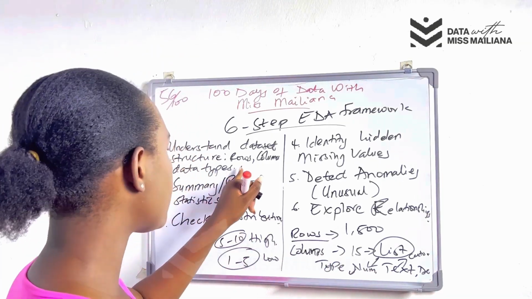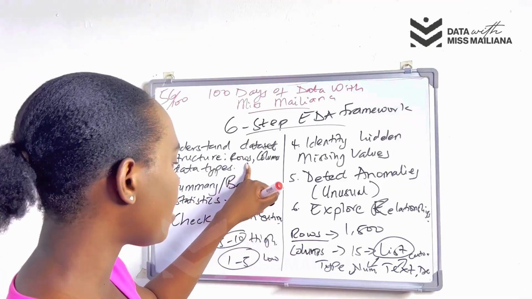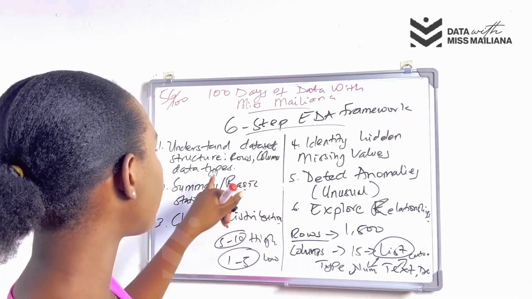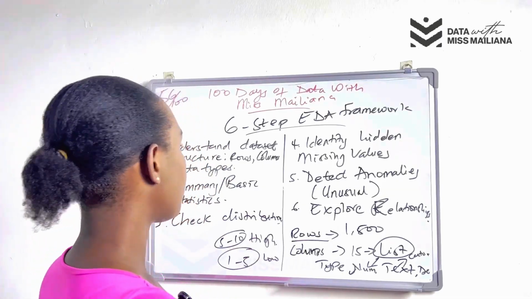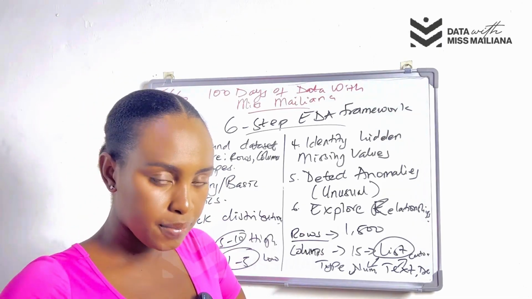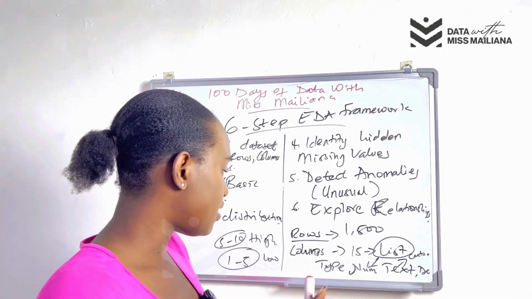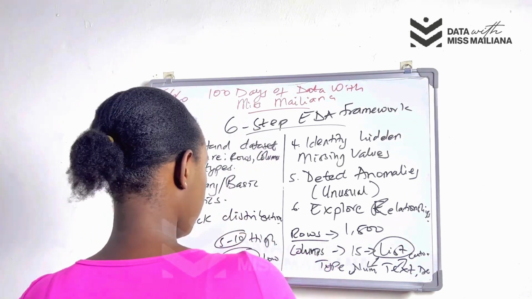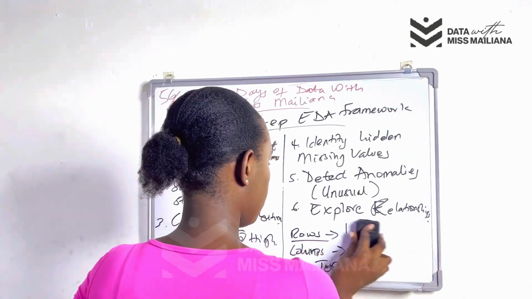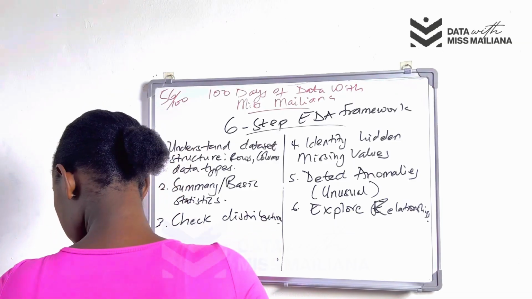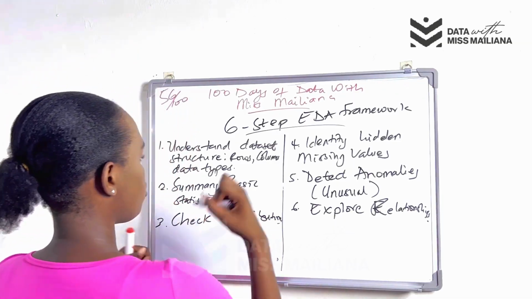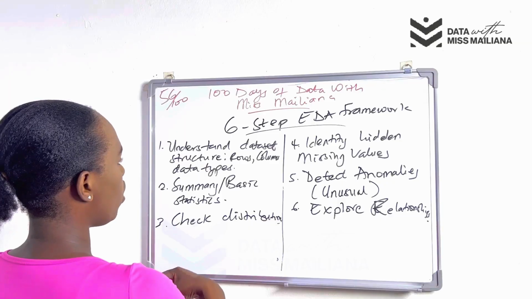So it's very important for you to know the number of rows you have, the number of columns you have, and then the data types in them. It's very, very important. Do not overlook them. All right. So when you do that, I'm sure you would be good. Then we move on to the next step. So we are done with step number 1.